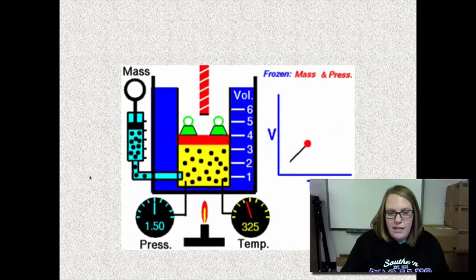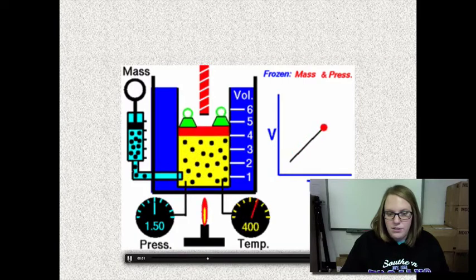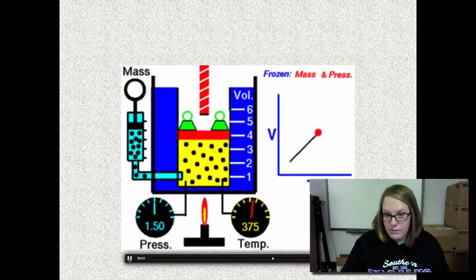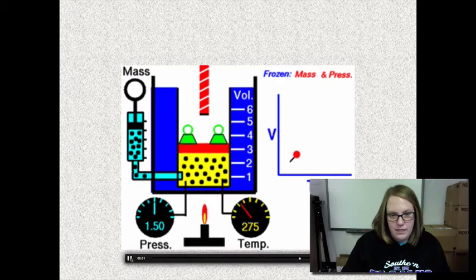Okay, here is a simulation of temperature and volume. As you watch, we increase the temperature and the volume increases. We increase the temperature, volume increases. You can see the graph on the side. As temperature goes up, volume is going to go up. So this is going to be a straight line. Vice versa, when we take the temperature away, the volume goes back down.